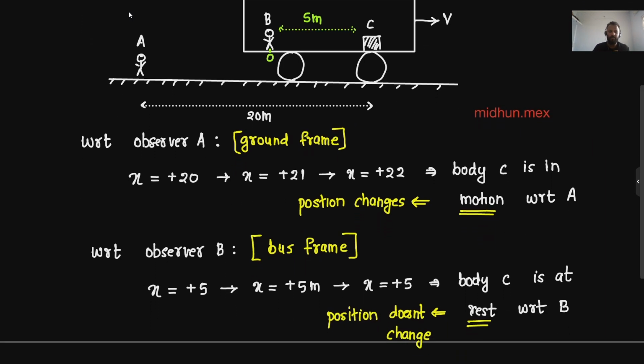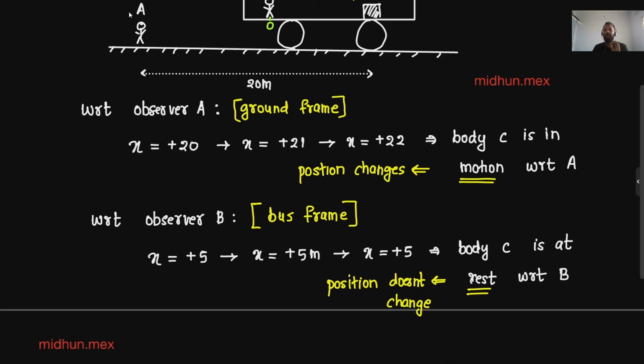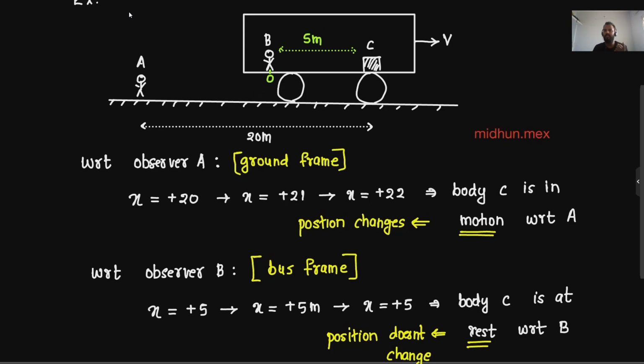Now you look at both of them carefully. With respect to ground, body C is in motion. With respect to bus, body C is at rest. Due to this only we say there is nothing in this world like absolute rest, absolute motion. What is the meaning of this absolute? Absolute means very simple. Everyone agreeing on something, then we say that is absolute.